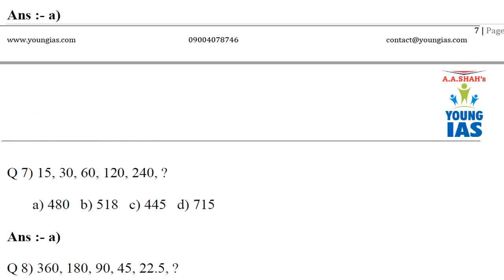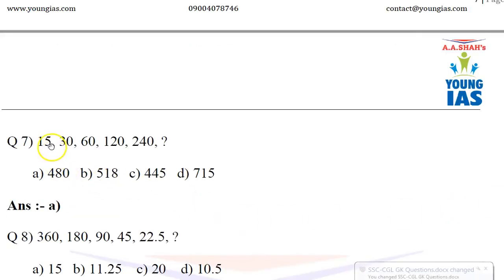Moving ahead to the next question. You have 15, 30, 60, 120, 240, dash. So now if you observe here, what is the relation between 15, 30, 60, 120, 240? Basically, you can say multiples of 2. So 15 2s are 30, 30 2s are 60, 60 2s are 120, 120 2s are 240, and 240 2s are 480. That's why A option 480 is your correct answer here.